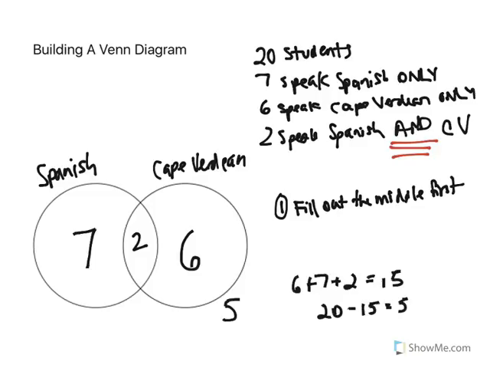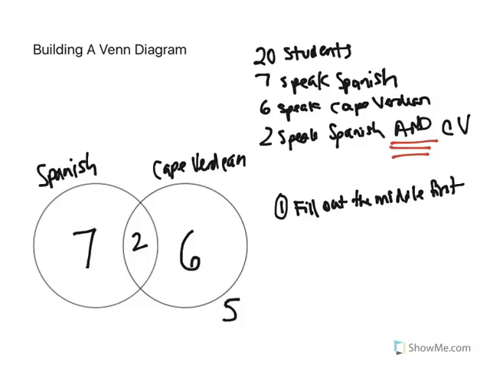Now look at this criteria up here. We're going to change it a little bit. 7 students speak Spanish only. What if we got rid of this only right here? And what if we just wrote 7 students speak Spanish? That's more general. And then here, 6 students speak Cape Verdean only. Let's get rid of that only as well. I'm going to erase my work down here and my numbers over here because now we have a different problem, okay? So the problem says 7 students speak Spanish.